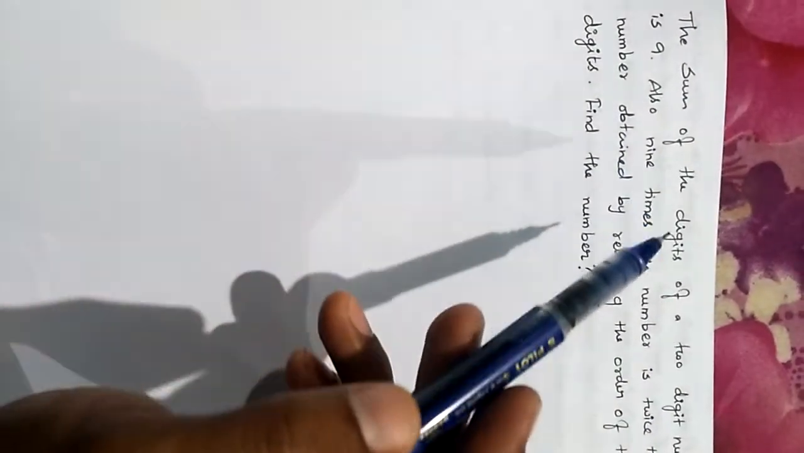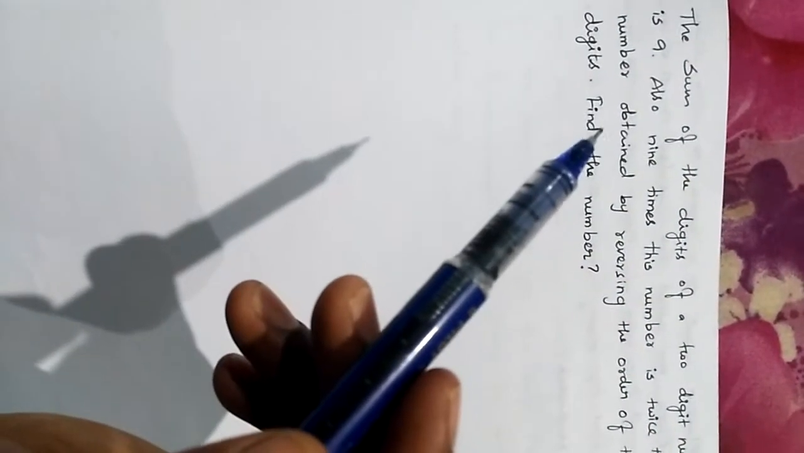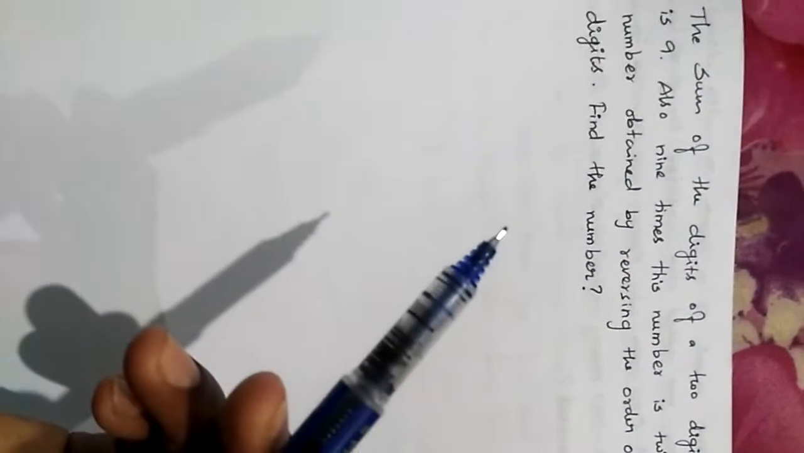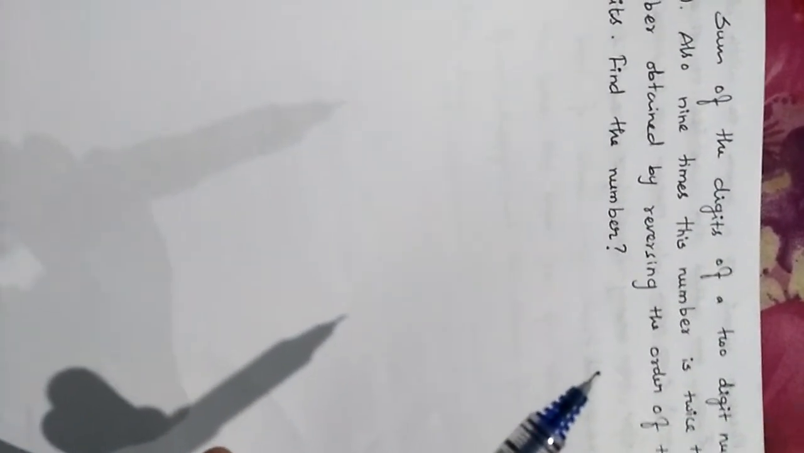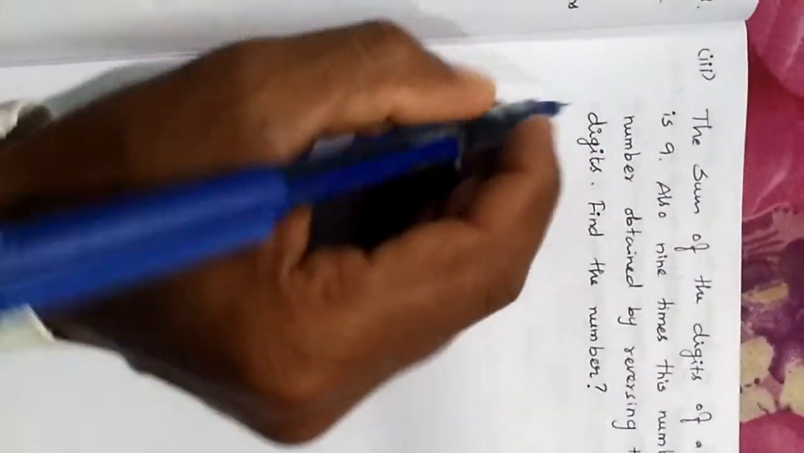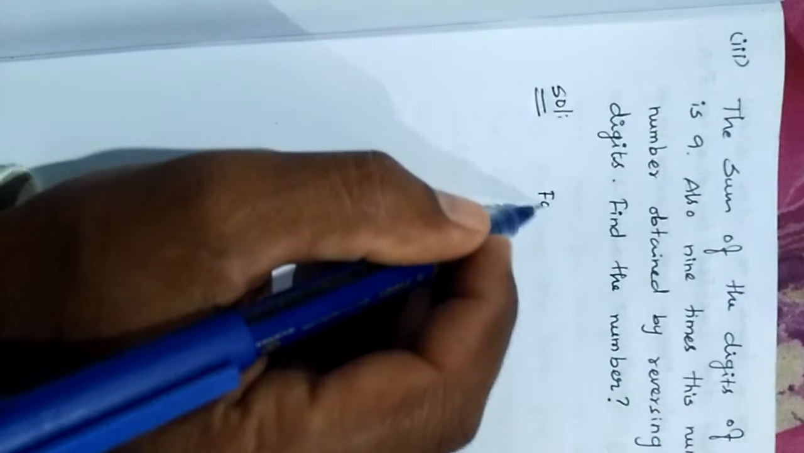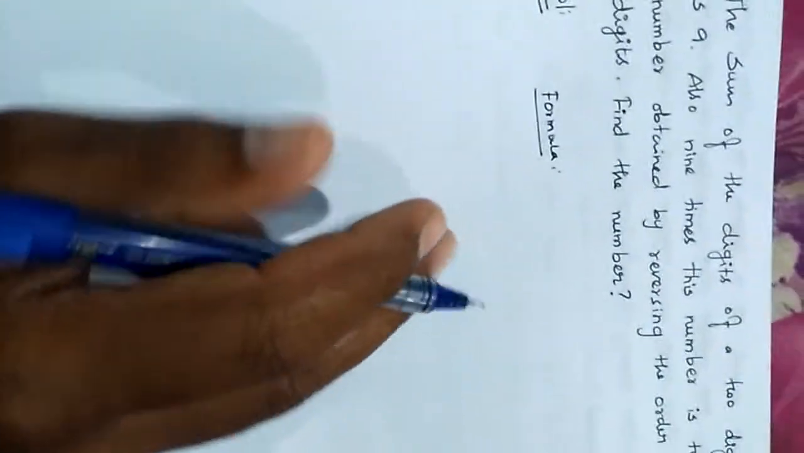The sum of the digits of a 2-digit number is 9. Also, 9 times this number is twice the number obtained by reversing the order of the digits. Then find the number. So there is one 2-digit number. Actually, we have some formula for 2-digit numbers. It's not really a formula, but we are taking it as a formula.